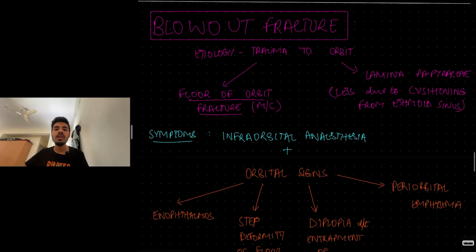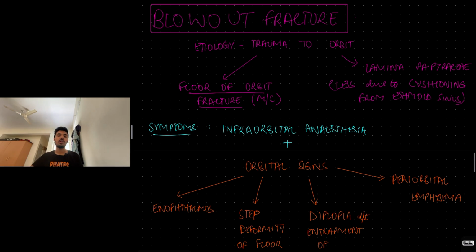Then coming to another very important one, that is blowout fracture. See, when there is trauma to the orbit, let's say a ball comes in straight and falls directly onto my orbit, then which do you think is the most commonly injured part of the orbit? See, lamina papyracea, the medial wall of the orbit, is actually the thinnest wall of the orbit, but it is not commonly fractured because of the ethmoid sinuses next to it acting as mechanical buffers or cushions. So that is why it is not the most common.